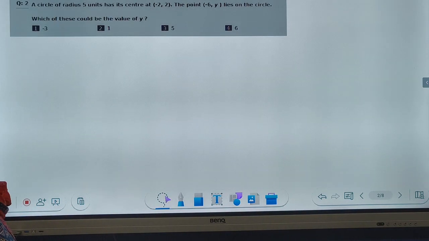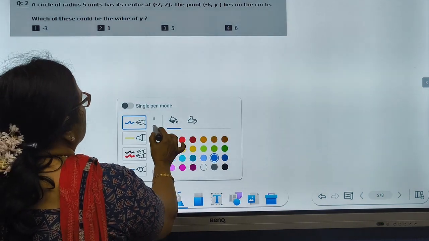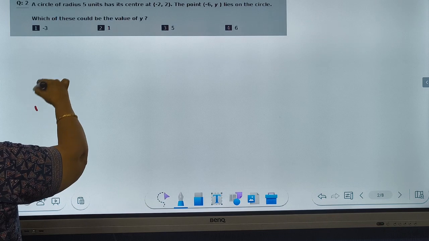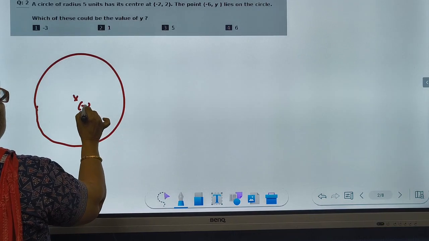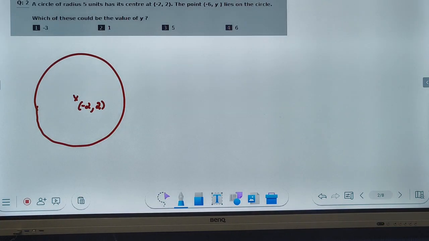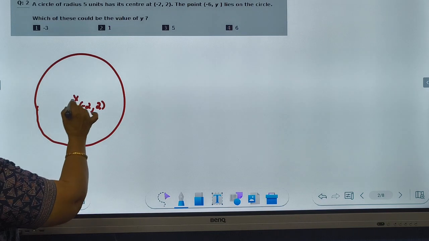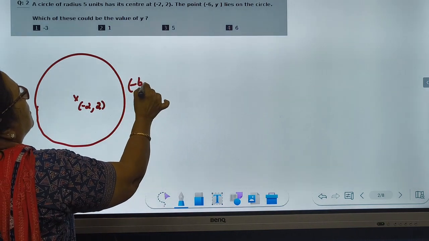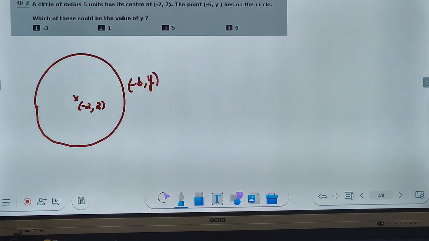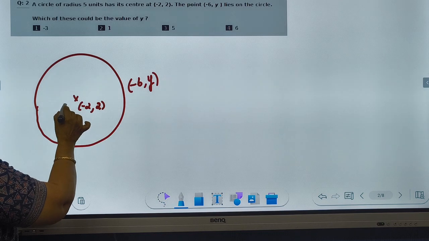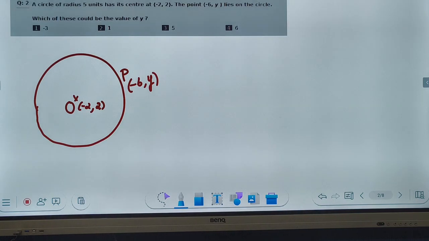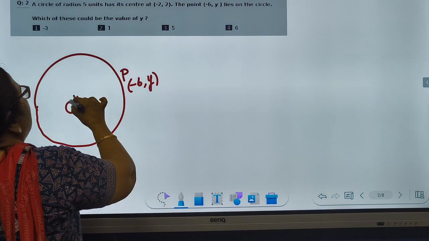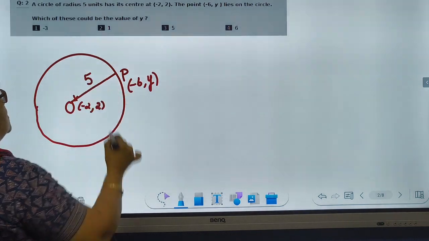A circle of radius 5 has its center at (-2, 2). So you have a circle whose center is (-2, 2). The point (-6, y) lies on the circle. So this is the center, and this is a point on the circle, (-6, y). It is also given that the radius is 5. So the radius is 5 units.